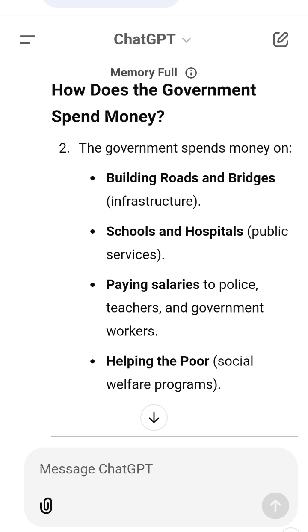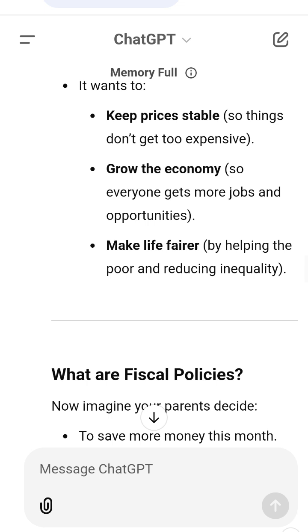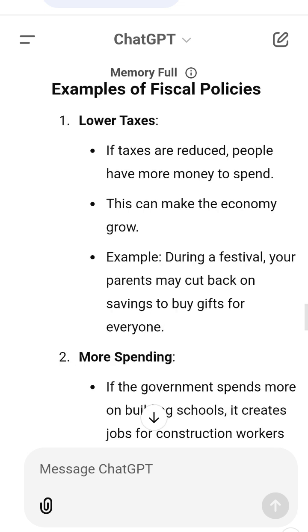Key takeaways. 1. Public finance equals how the government manages money, earning and spending. 2. Income sources, taxes, borrowing, selling resources. 3. Expenditure, roads, schools, hospitals and helping people. 4. Fiscal policy, government's plan for taxes and spending. 5. Goal equals stability, growth and fairness for all.